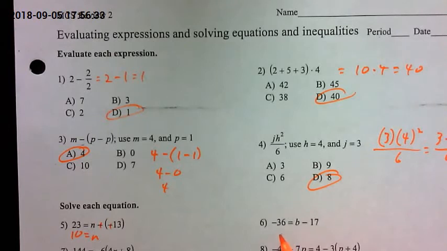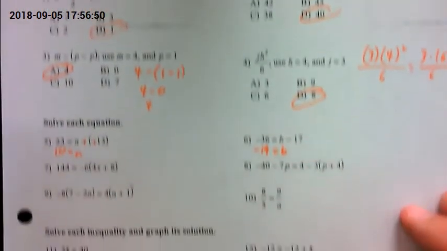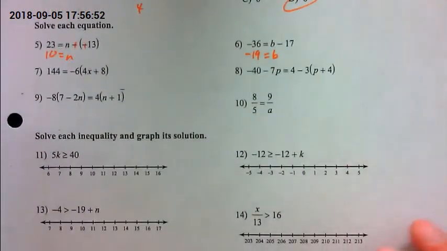On number 6, this one, we got to get the 17 over to the other side. So we're going to add 17. So when you add 17 to both sides, well, adding 17 to negative 39 would give you a negative 19. Move this up.